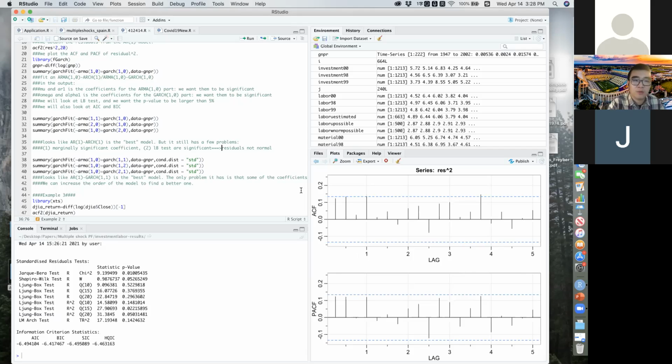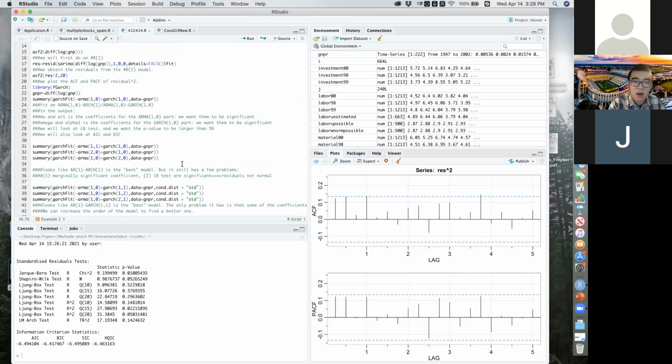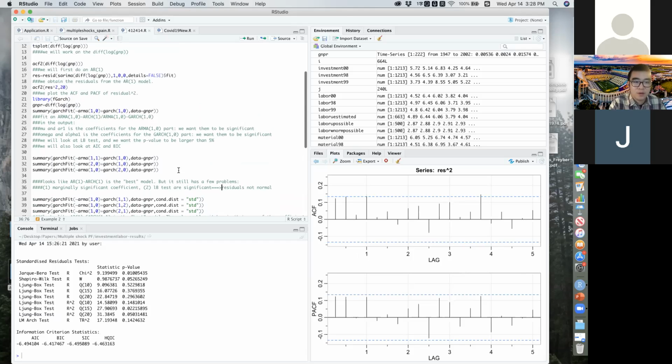Oh yeah, first, any questions about the ARMA ARCH model fitting, or how to read the output and how to fit the model?